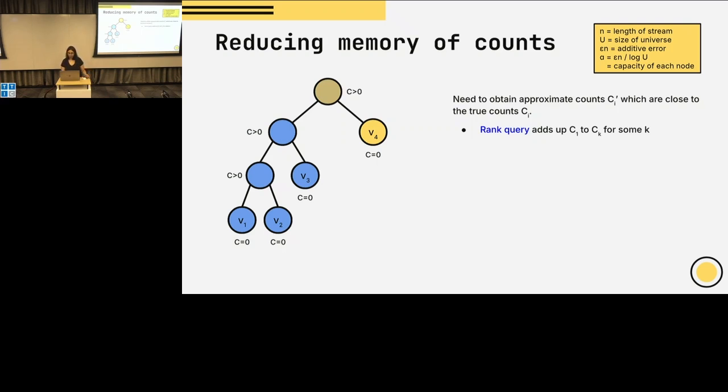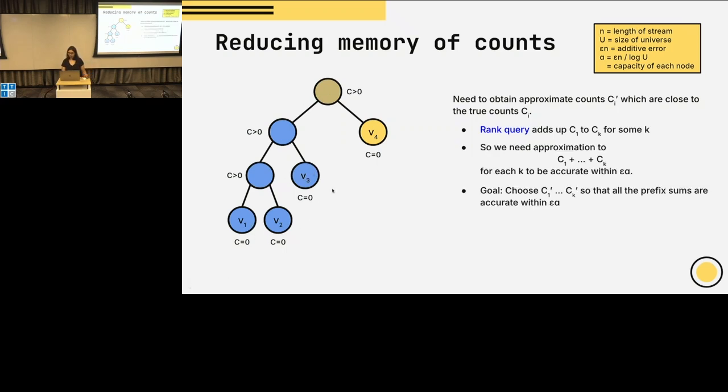When we perform a rank query, we add up C1 through CK for some K. We're assuming that everything else so far is correct enough, so I'm not accounting for the error from these top nodes, just the error from V1, V2, and V3. If we look at that error, we need the approximation to C1 plus ... CK for each K to be accurate within epsilon alpha. In particular, we need to choose C1 prime through CK prime so that all these prefix sums, C1 through CI, are accurate within epsilon alpha.